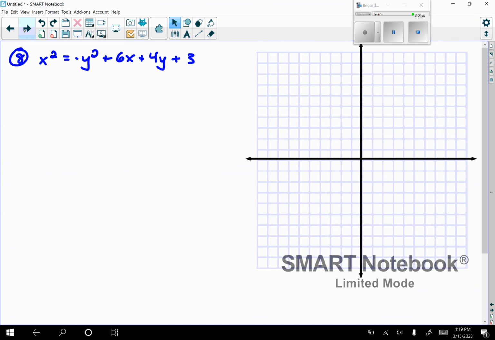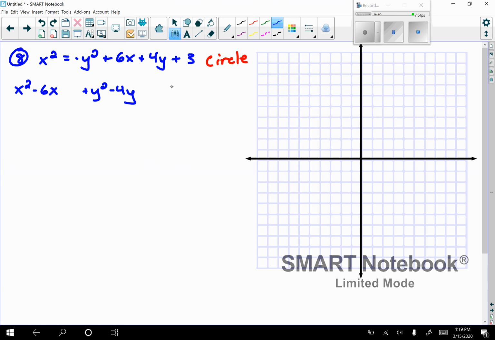All right, and then one more with this. Number 8 is also a circle. Again, we would have to bring the negative y squared over, and then both x squared and y squared show up. They have the same coefficients, so this is also a circle. And in doing that, keep the x's together, so this becomes an x squared minus 6x, leave a space here, plus y squared minus a 4y, leave another space, and we could leave the 3 on the other side.